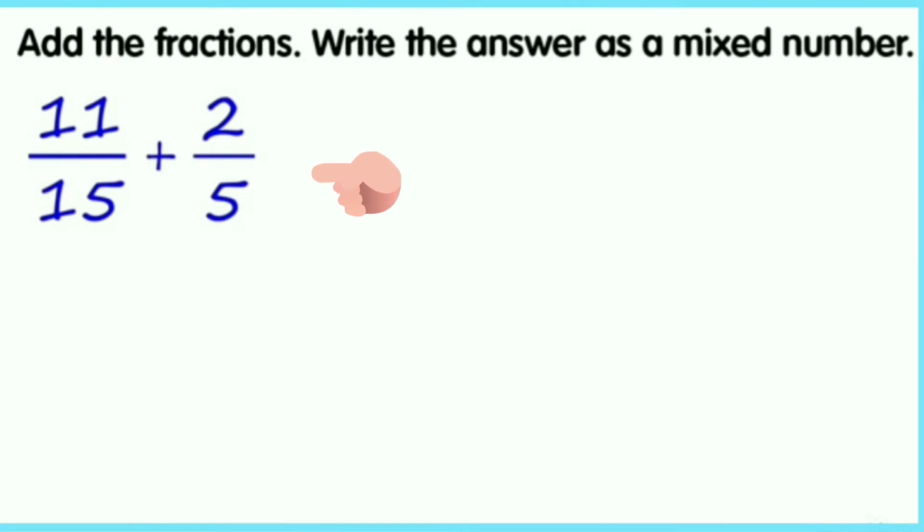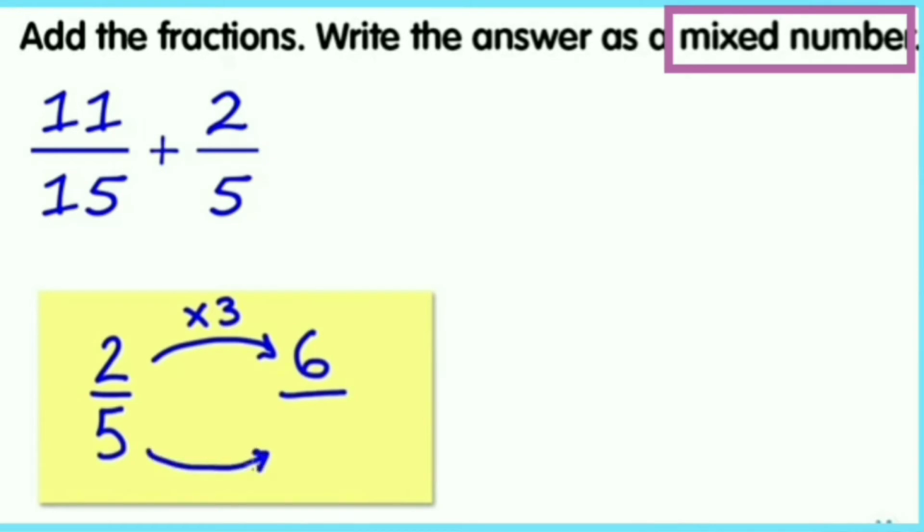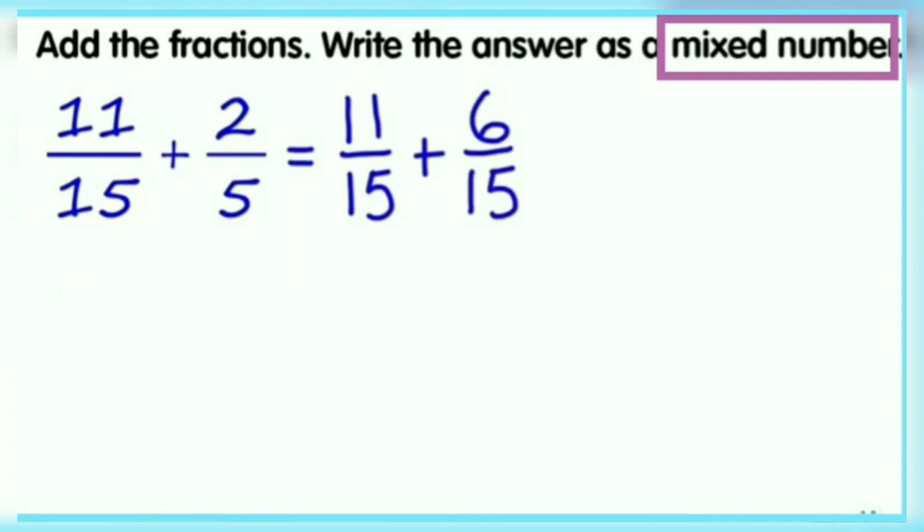Observe these fractions. These are unlike fractions. First we'll make it like fractions. By seeing the numbers 15 and 5, we can say 5 can be converted into 15. 5 3s are 15. So multiply both numerator and denominator by 3. It gives us 6 upon 15. Keep 11 upon 15 as it is and write in place of 2 upon 5, 6 upon 15.